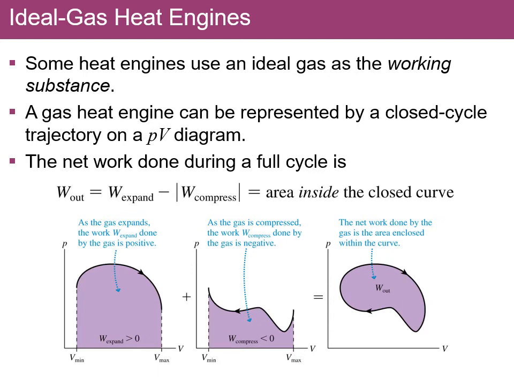Some heat engines use an ideal gas as the working substance. A gas heat engine can be represented by a closed cycle trajectory on a PV diagram. The net work done during a full cycle is W out equals the work done during expansion minus the absolute value of the work done in compression. This is the area inside the closed PV curve.